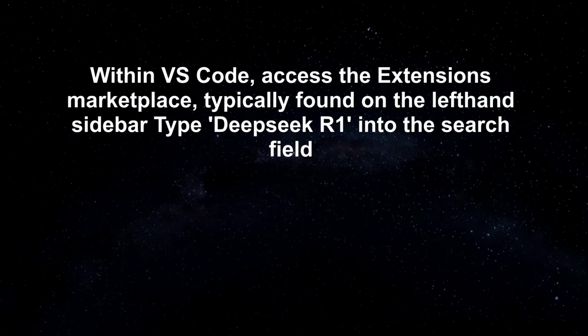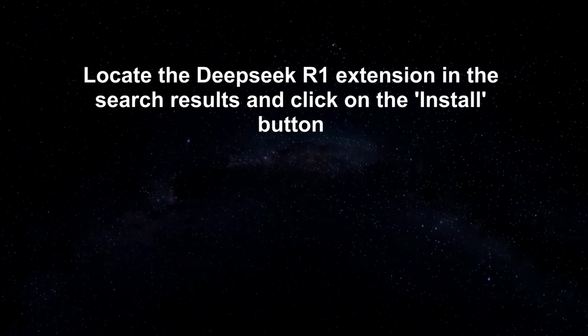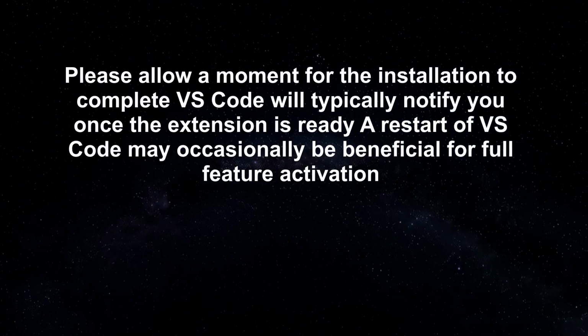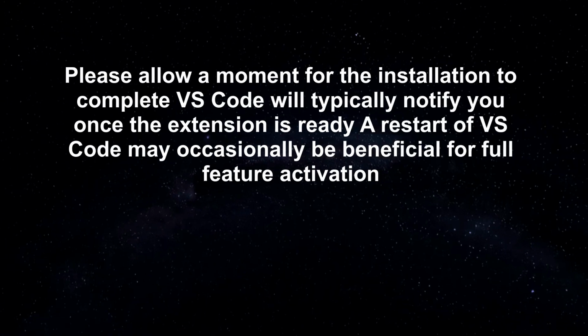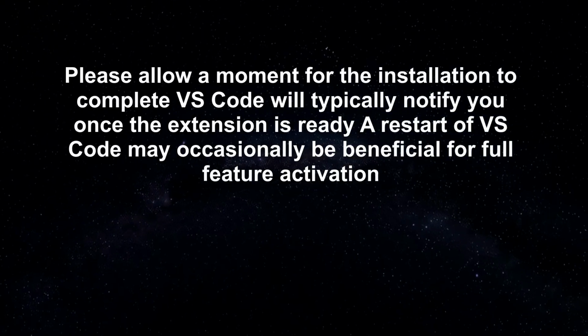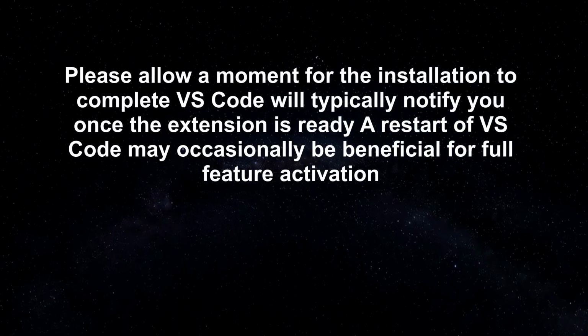Type Deepseek R1 into the search field. Locate the Deepseek R1 extension in the search results and click on the Install button. Please allow a moment for the installation to complete. VS Code will typically notify you once the extension is ready. A restart of VS Code may occasionally be beneficial for full feature activation.